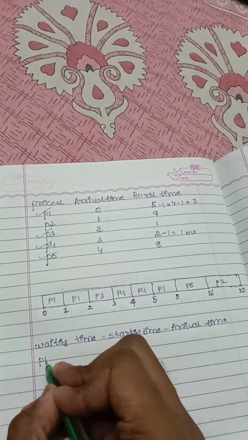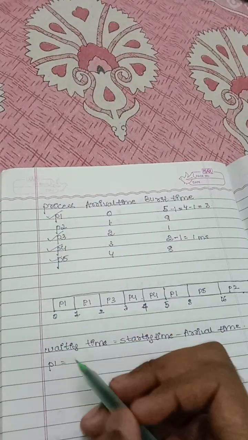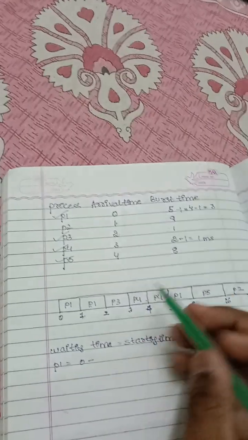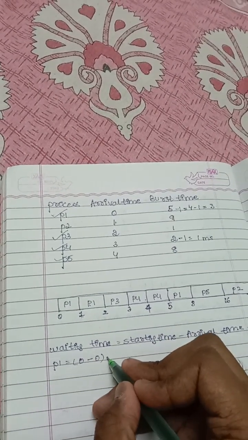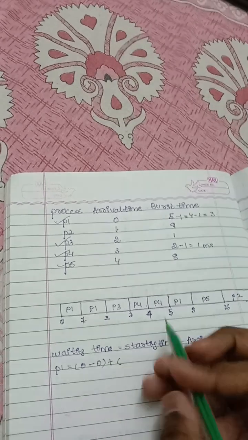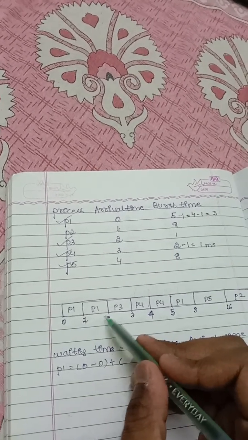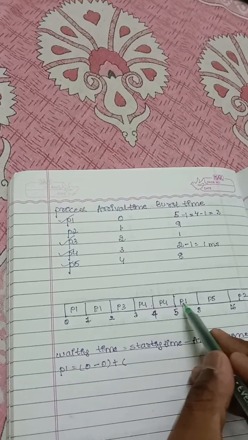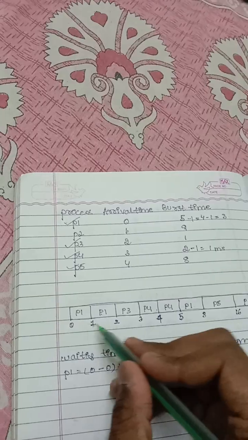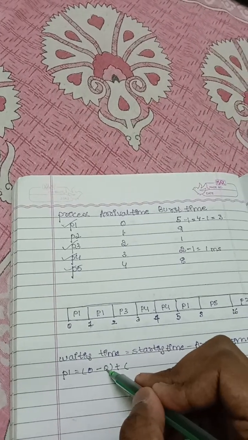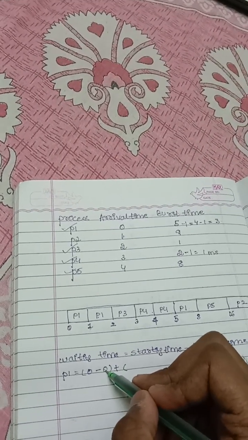Coming to the waiting time for P1, the starting time is 0 millisecond and the arrival time is also 0 millisecond. Now the students will be confused about where to take it, and this will be neglected. That is wrong. Starting time is 0 millisecond. Now the arrival time is also 0 millisecond.